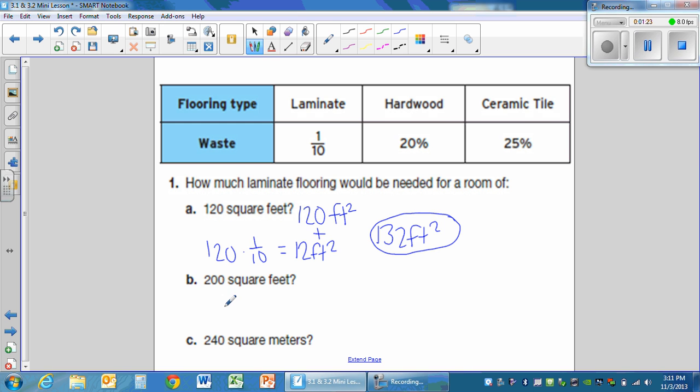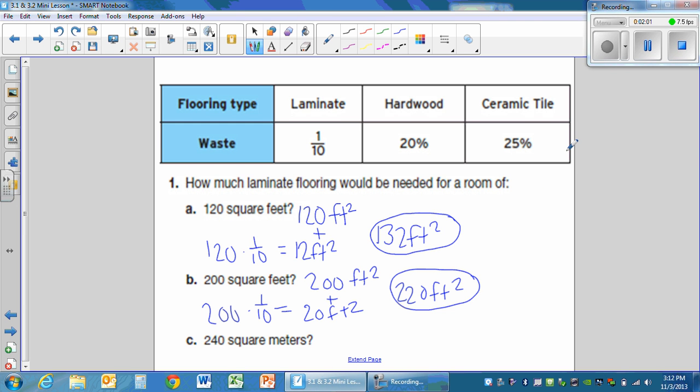We're going to do the same thing for part B. How much laminate flooring would be needed for a room of 200 square feet? Well, again, we're going to need that 200 square feet just to cover the room, and then we need to account for the waste. So we're going to again multiply 200 by 1/10. Do that on your calculator. You should come up with 20 square feet of flooring. We're going to add those together, and our answer is going to be 220 feet squared.